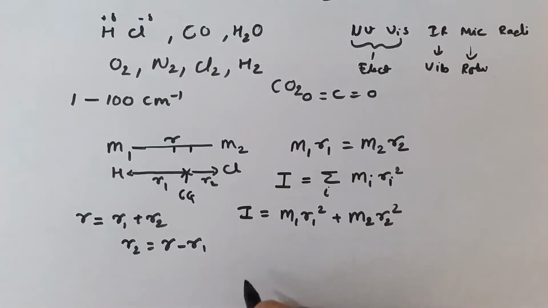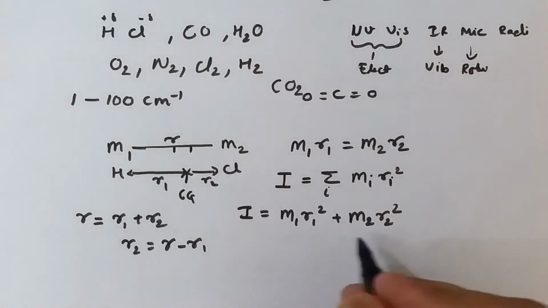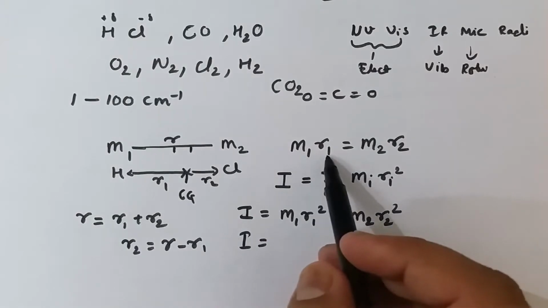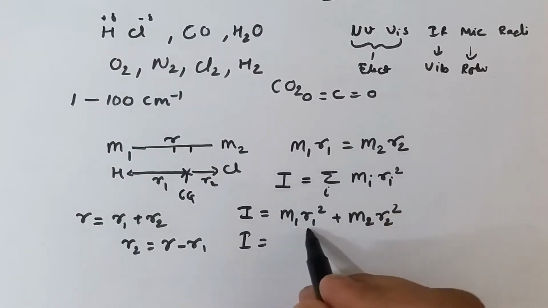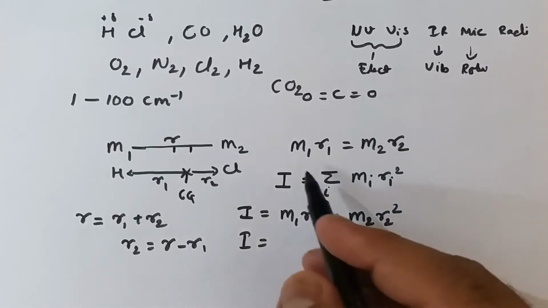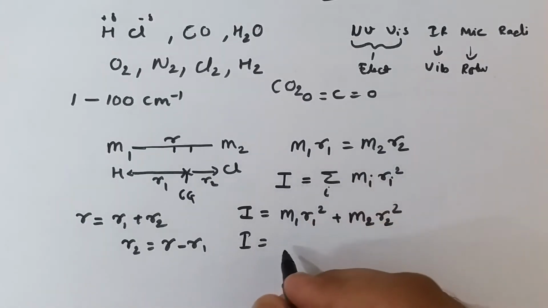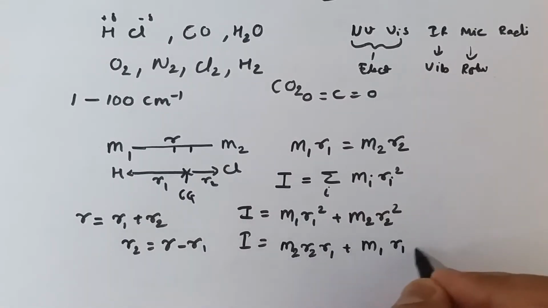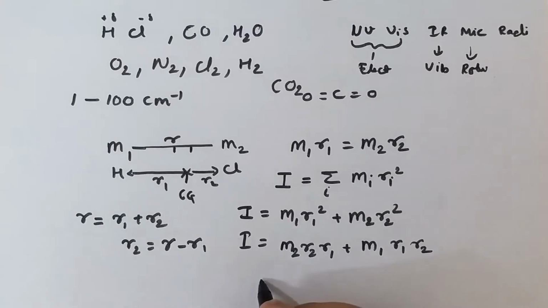Now coming back to this representation of the moment of inertia I, we know m1 r1 is equal to m2 r2. So in place of m1 r1 I can substitute m2 r2, and in place of m2 r2 I can substitute m1 r1, and hence we will have m2 r2 r1 plus m1 r1 r2. From both these terms we can take r1 r2 common and we will have m2 plus m1.